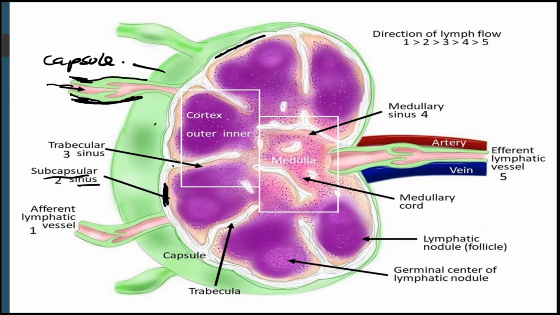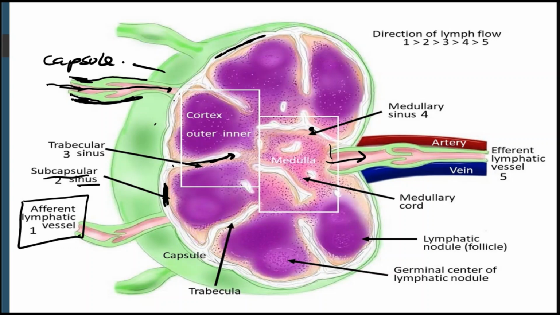When the lymph comes to enter the lymph node using these lymphatic vessels, it will pass through the subcapsular space and enter the trabecular sinus, which is this sinus here. From the trabecular sinus, it will go into the medullary sinus. From the medullary sinus, it will exit the lymph node through the efferent lymphatic vessels.